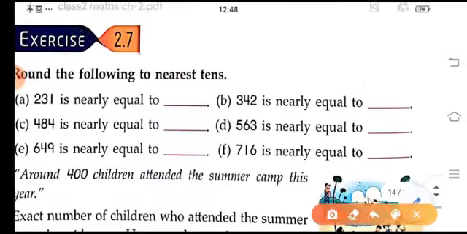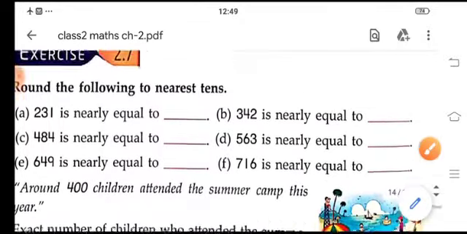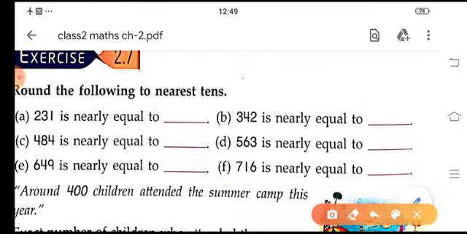Let's see exercise 2.7, the rounding of numbers to the nearest 10. 231 is nearly equal to 230, because at the ones place 1 is there and in place of 1 we write 0. Now 342 is nearly equal to 340, because 2 is less than 5. So we write here 340. Okay, got it? Now do the rest of the sums.